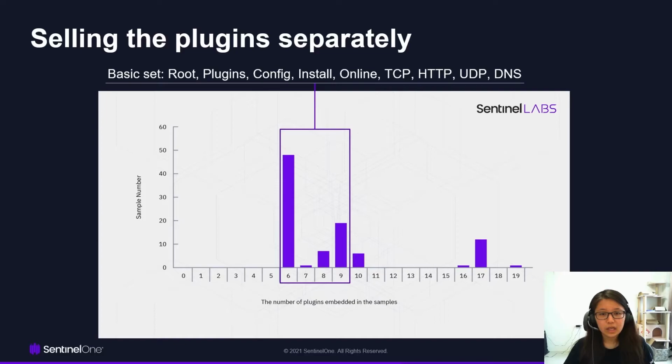As you can see, most of the samples only contain less than 9 plugins, and the plugins are the basic set, including root, plugins, config, install, online, and the plugins for CNC communication. These plugins can only finish the installation and send a beacon to the CNC servers. No other functionalities could be presented. If the attackers want to use other functions, they need to upload those plugins from the CNC servers.